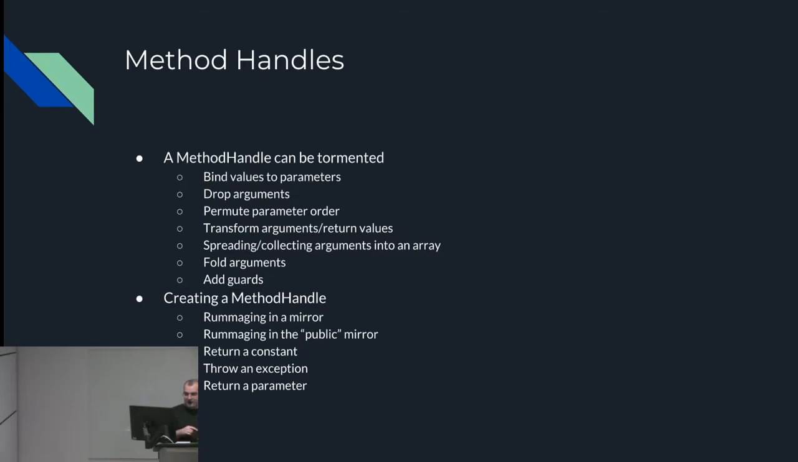You can create method handles either by rummaging in a mirror. There's also a public mirror. So if you go to method handles, there's a public lookup that can only see the public methods of everything. It exists in no package. It has no private access whatsoever. You can also just create a method handle that returns a constant, or create a method handle that throws an exception, or one that returns a parameter, basically an identity method handle. So you can imagine if you've got one kind of call site that you need, and you've got something that's close, you can possibly manipulate it to the thing that you need.